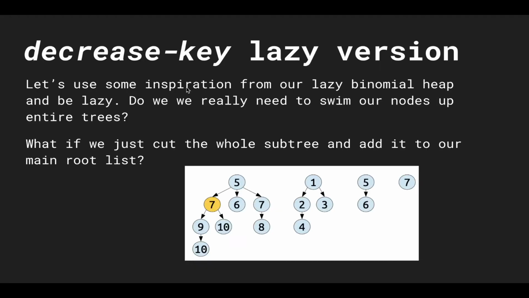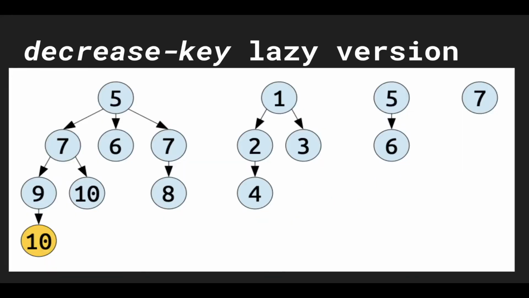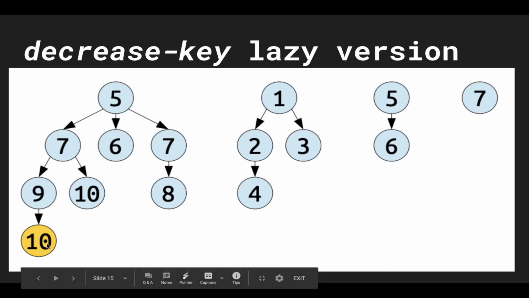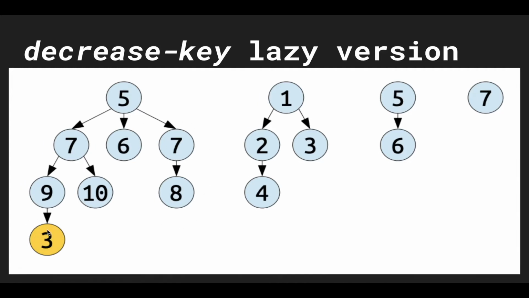So let's use some intuition and inspiration from our lazy binomial heap and be lazy with the decrease key operation as well. Do we really need to swim our nodes up the entire tree? What if we just simply cut the whole subtree and add it to our main root list? So going back to the example of our binomial heap, let's say we wanted to decrease this node right here, which is 10. We decrease it to 3.